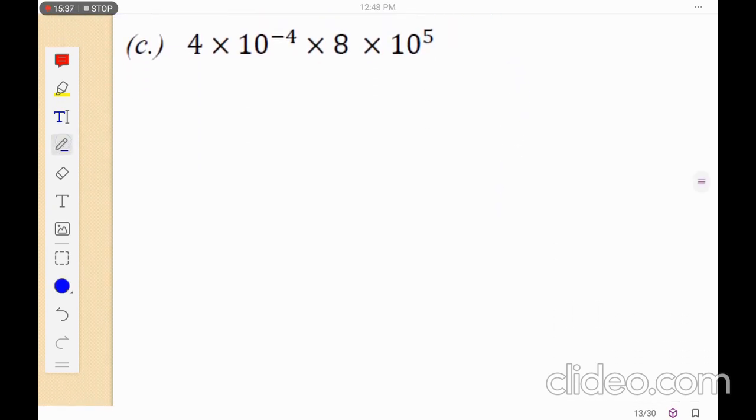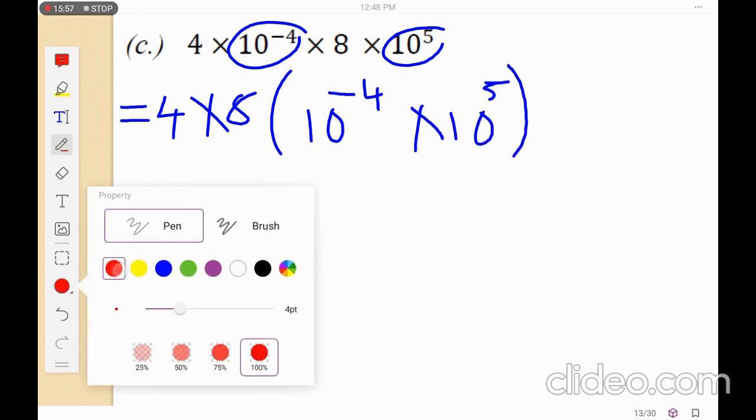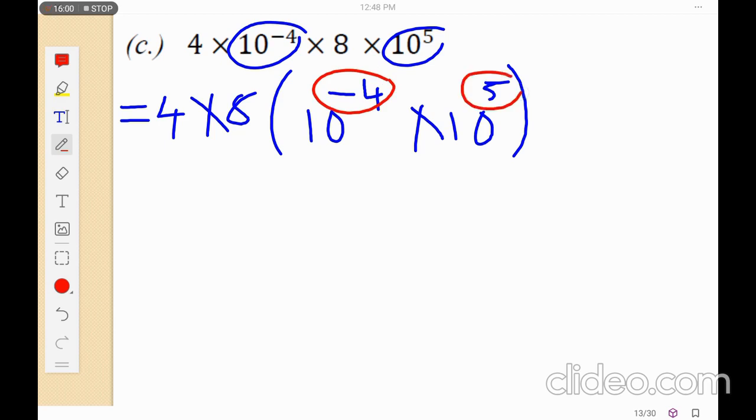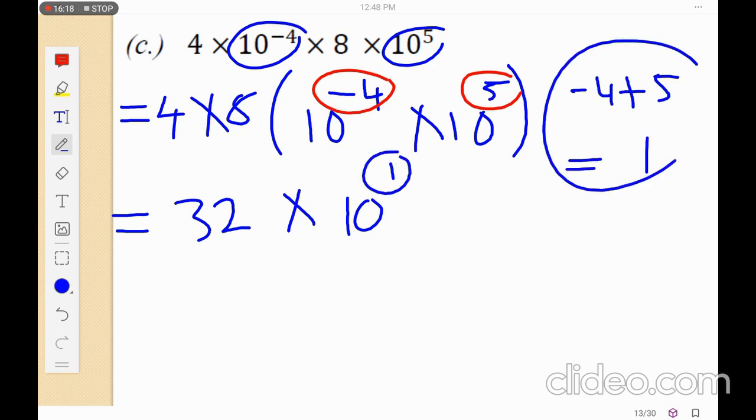Okay. This one, we have a multiplication. So when we have a multiplication, we can add the powers. These ones, we can add their powers. So I'll have 4 times 8, then 10 to the power of minus 4 times 10 to the power of 5. We are going to add the powers here, minus 4 plus 5 there. So when we do that, we will have 4 times 8, we get 32 times 10 to the power of 1. Minus 4 plus 5, I get a 1. Okay, so that's the one I have here.